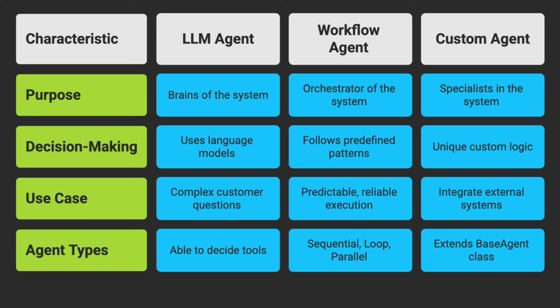Custom agents are the specialists in our system. By extending the base agent type directly, we can create agents with unique logic for specific needs. These are perfect when we need to integrate with external systems or implement specialized processes that don't fit the standard patterns. For agents to have meaningful conversations, they need to remember what's happening across multiple interactions.